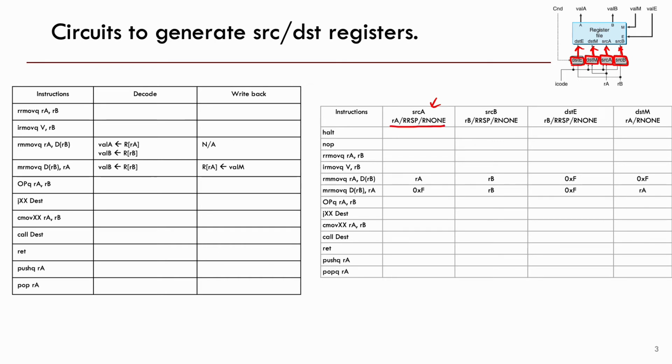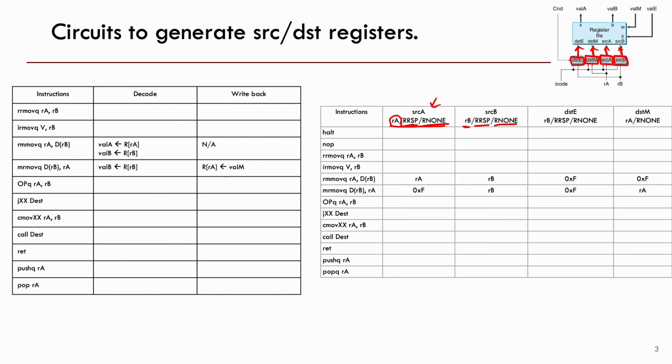Like in the case of source A, it can output RA, the ID of register RSP, or a 0xF value, which means no register read. And then for source B, it could output RB, the ID of register RSP, or just 0xF, no register read or write. And similarly with dest E and dest M.